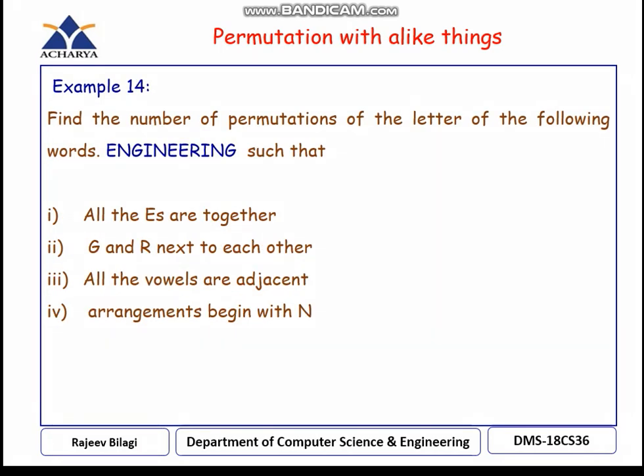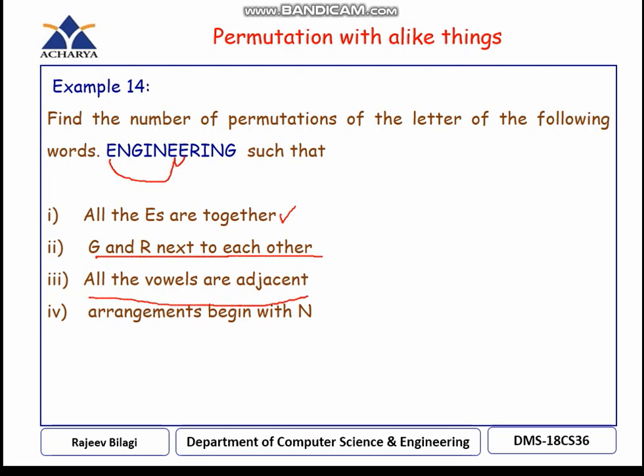This is a very important problem where certain conditions are given in order to find the number of permutations. Find the number of permutations in each case. First, all the E's are together, that is, all three E's should be in one place and the rest of the letters in other places. Then G and R next to each other, so it can be GR or RG, whatever it is. Then all the vowels are adjacent.